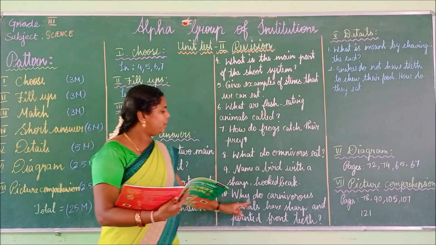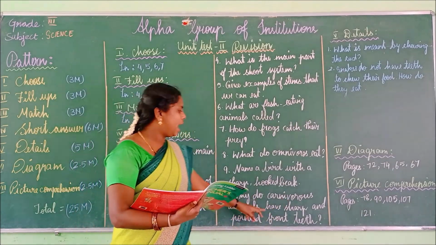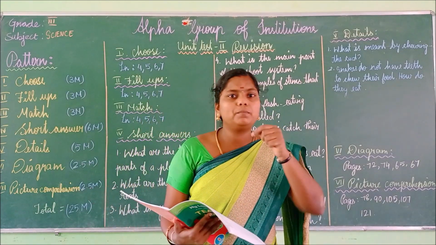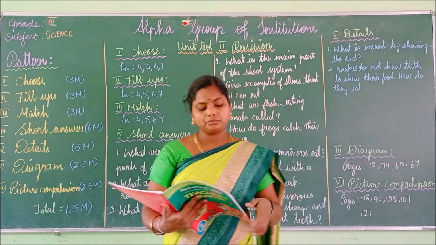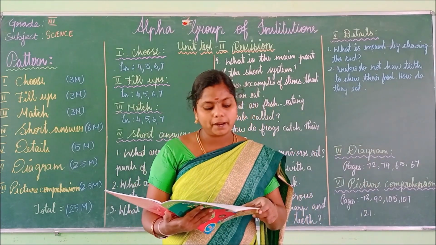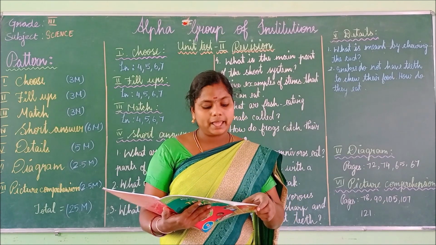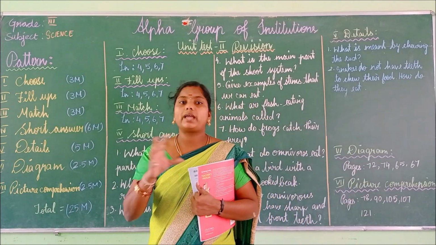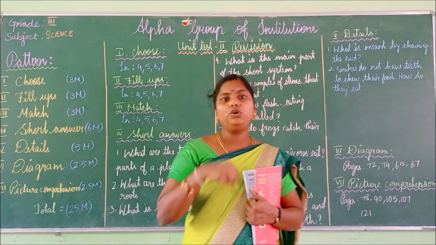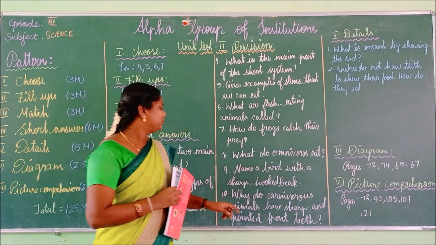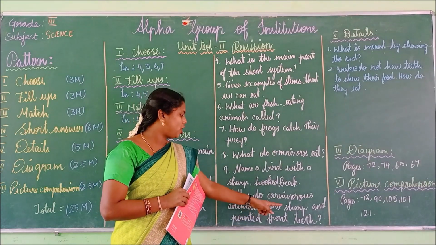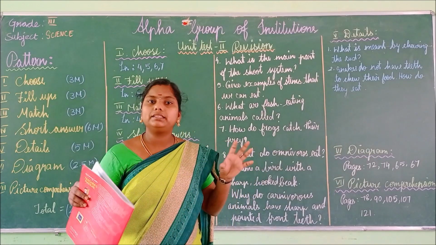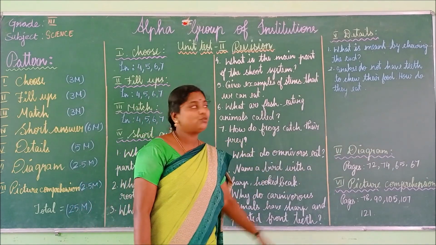The next question, why do carnivorous animals have sharp and pointed front teeth? Carnivorous animals have sharp and pointed front teeth because it helps them to catch their prey and tear into its flesh. It is very helpful to catch the prey and tear their flesh to eat. Is it clear, children? So it is very helpful for catching the prey and tearing their skin. Is it clear? Shall we move on to the details?